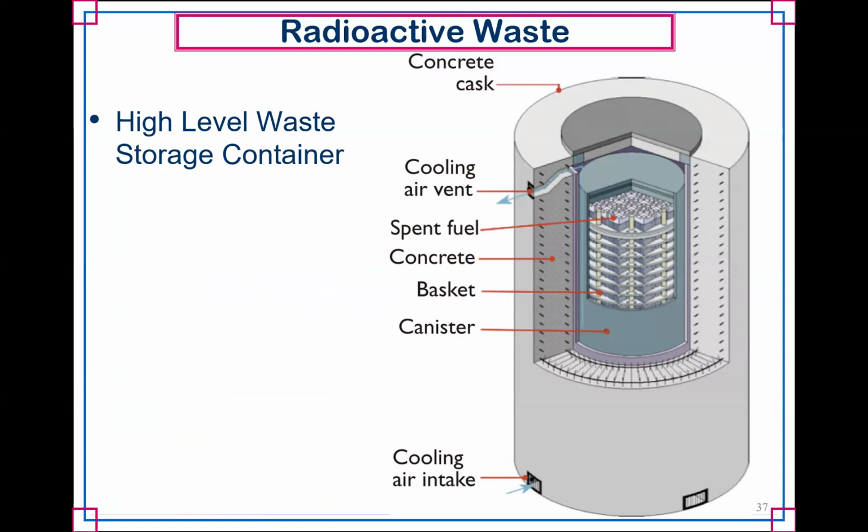Well, once it's been outside the reactor for a little while, it doesn't take long for that high level waste to be not as radioactive or not as physically warm. And so what you do is you put it in these dry casks, where you can see the spent fuel in the center. Then you wrap that in a canister to keep some of the radiation from really getting out into the environment.